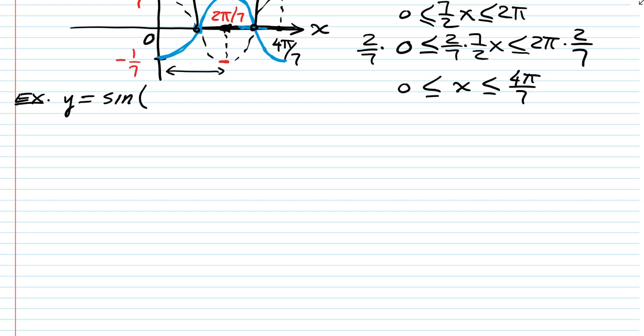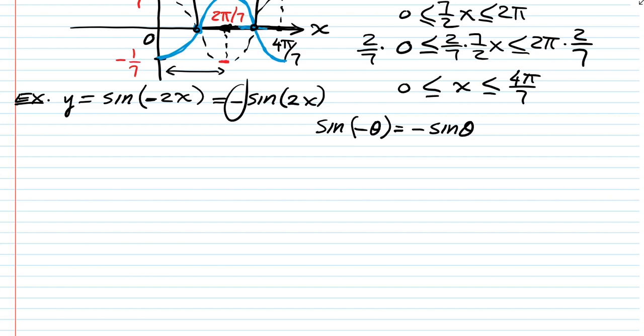Let's take a look at the graph of sine of negative 2x. So this time there's a negative inside parentheses, right? What I'm going to do is recall the negative angle identity for sine. Sine of negative theta is negative sine of theta. Okay, so I'm going to write this as negative sine of 2x. So whatever the graph of sine 2x is, in the end, I'm going to remember to reflect it. And that's the final graph.